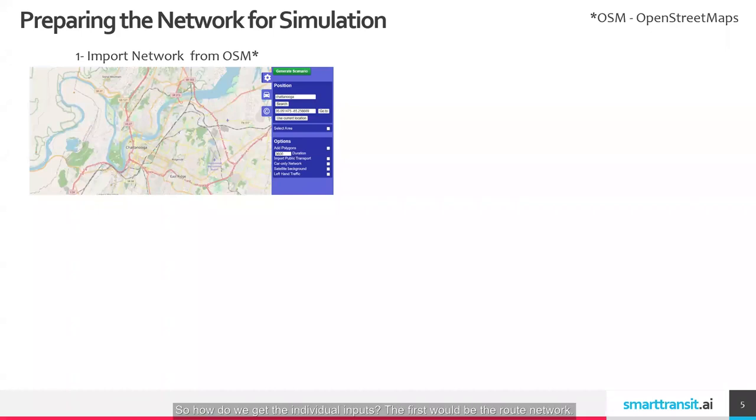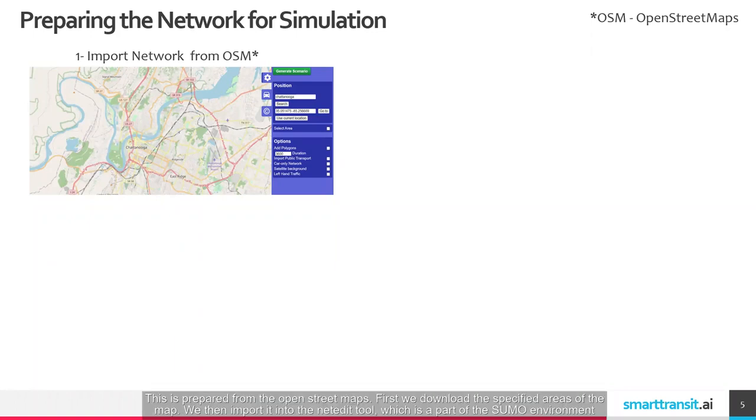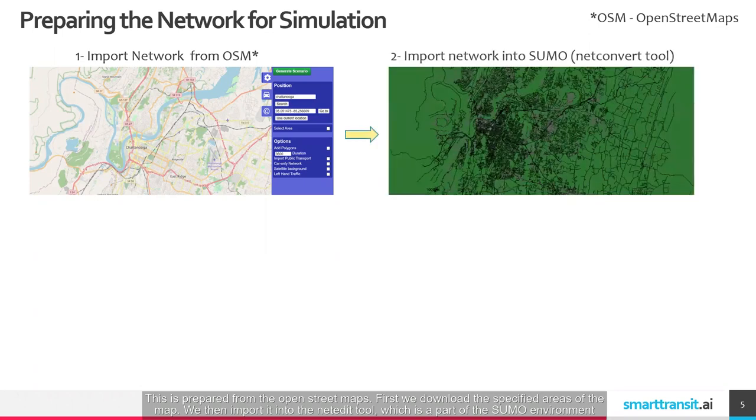So how do we get the individual inputs? The first would be the road network. This is prepared from OpenStreetMap. First, we download the specified area's map. We then import it into the NETEDIT tool, which is a part of the SUMO environment.